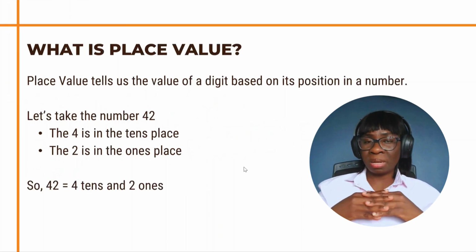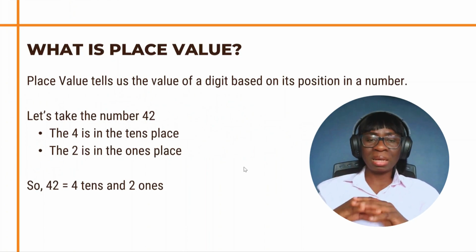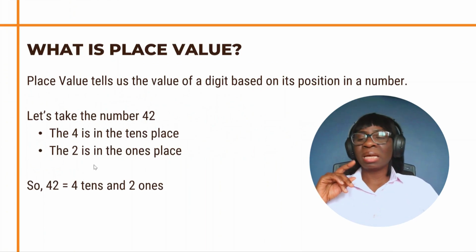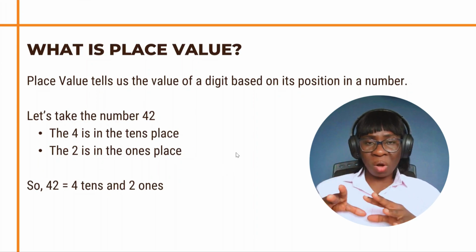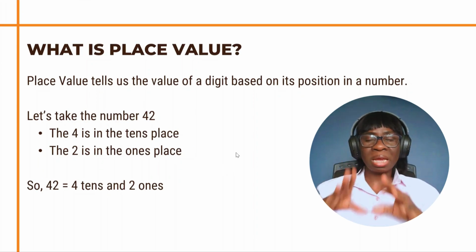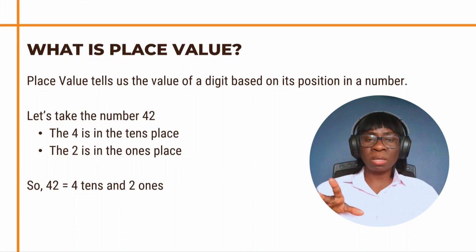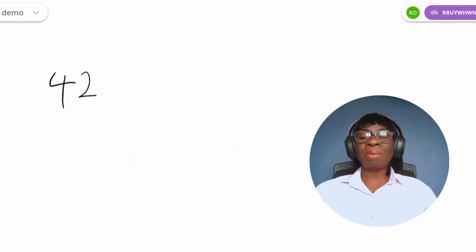Now, what is place value? Place value tells us the value of a digit based on its position in a number. Now let's take the number 42 as an example. The 4 in this 42 is in the tens place, while the 2 is in the ones place. So 42 means 4 tens and 2 ones. So that means 4 here is the tens and 2 is the ones.